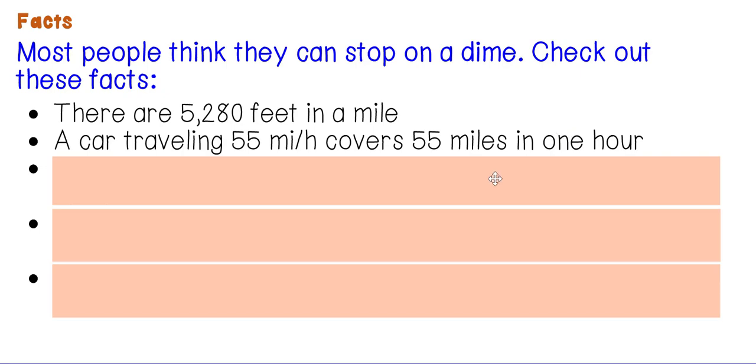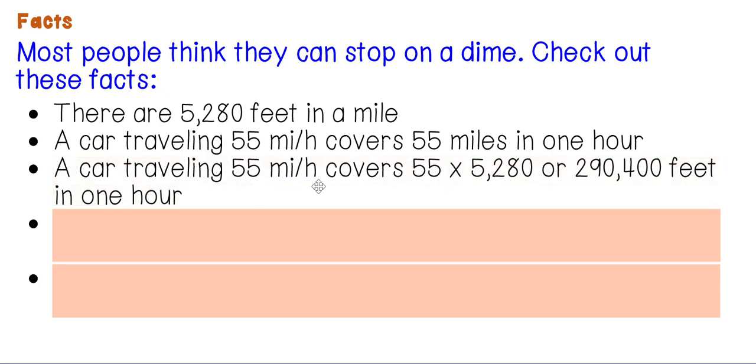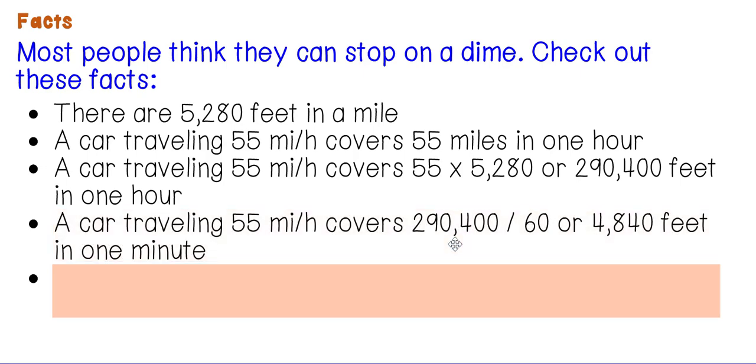So let's do a little math now. If a car is traveling 55 miles and it covers 55 miles, if we multiply that times the number of feet in each mile, that means a car can travel 290,400 feet in 1 hour. So we're going to break it down a little bit now. Let's take your feet in 1 hour and make it into feet in 1 minute. So we could take our answer and divide it by 60, because there's 60 minutes in an hour. That means we would go 4,840 feet in 1 minute.